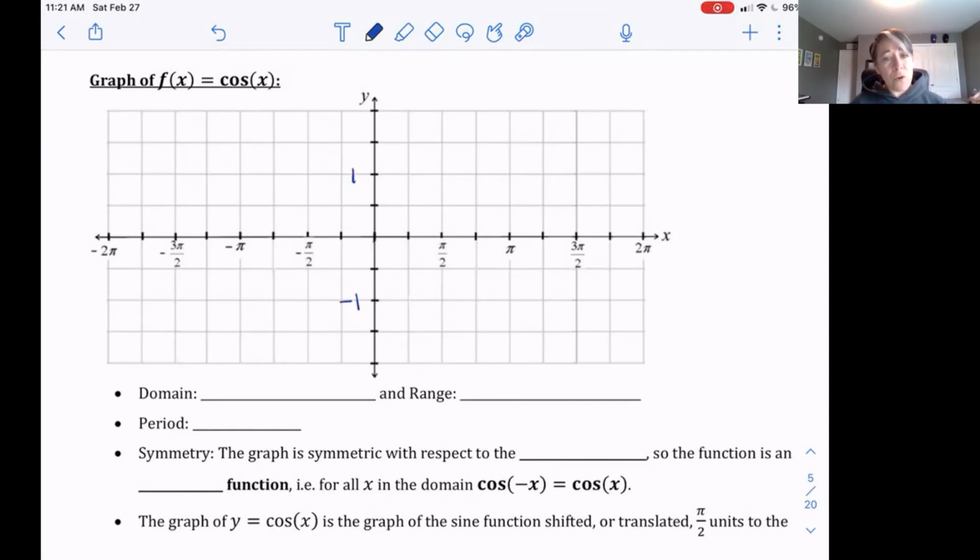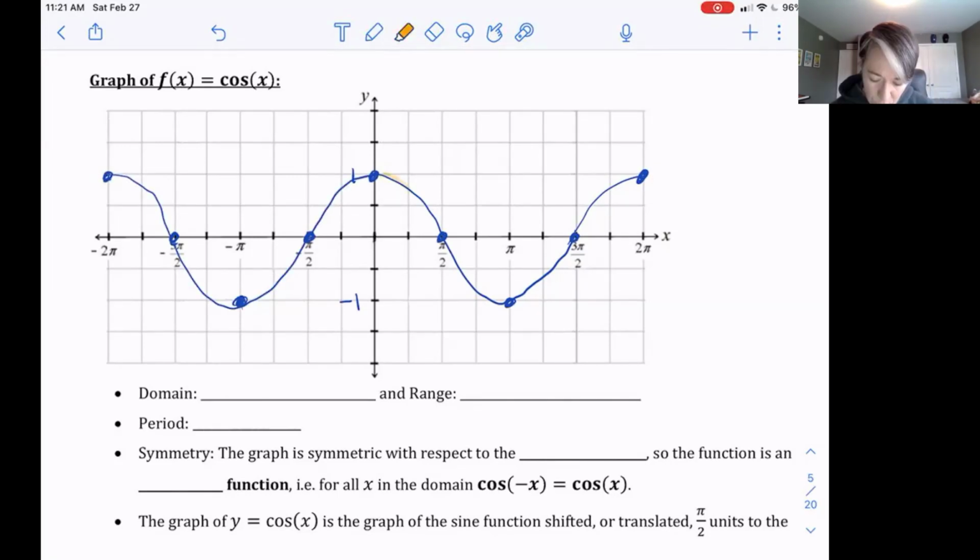Now for the cosine function, let's label this 1 and -1. At 0, our cosine value is 1. It's 0 at pi over 2, -1 at pi, 0 at 3 pi over 2, and 1 at 2 pi. So it looks like that. This is just one period of the function. If we continue this graph over 2 periods, it would look like this. Again, one full picture before it starts to repeat is 2 pi in length.